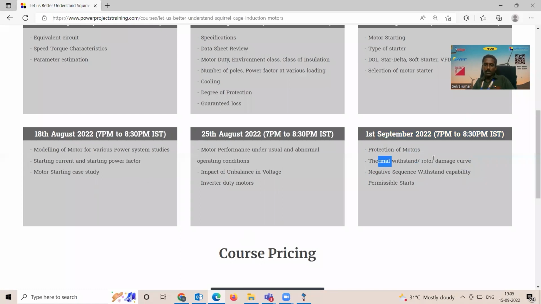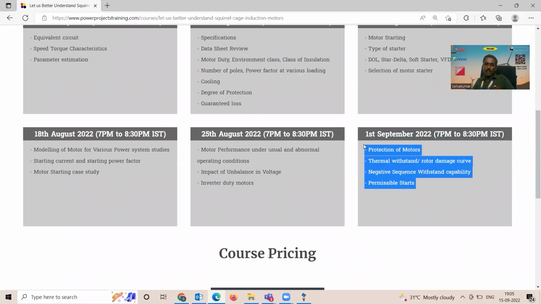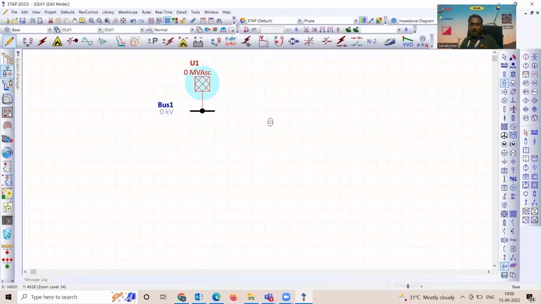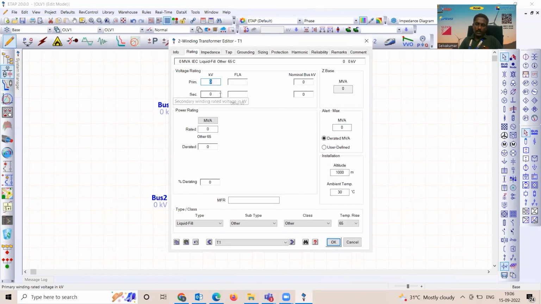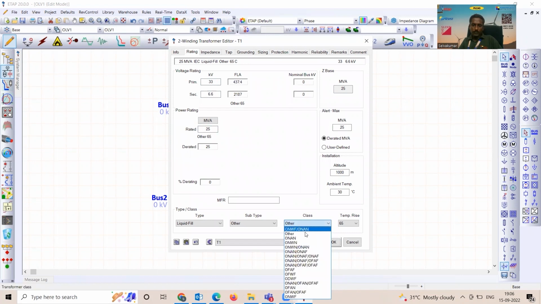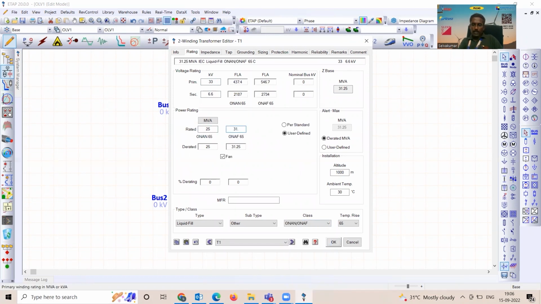Protection of motors: thermal withstand, rotor damage curve, negative sequence withstand capability, permissible starts. Let me take a small simple example of 33 kV, 6.6 kV. Let's consider maybe a 6.6 kV medium voltage motor. On the HV side, I'm taking 33 kV. Assume this is an industry that receives the power supply from the utility, with a 25/31.5 MVA transformer.